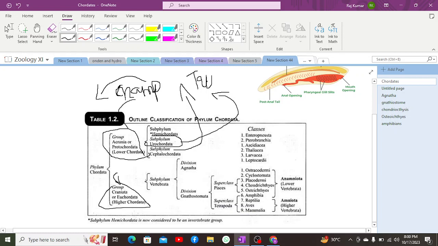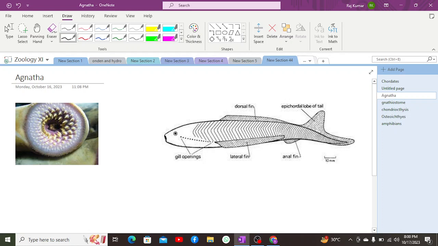Group Craniata is having subphylum Vertebrata. Subphylum Vertebrata is having two divisions: division Agnatha, which includes the jawless fishes, fishes without jaws, and division Gnathostoma. The term gnath means jaw. So here, first let us discuss the Agnatha. Agnatha are all fishes, exclusively marine fishes.